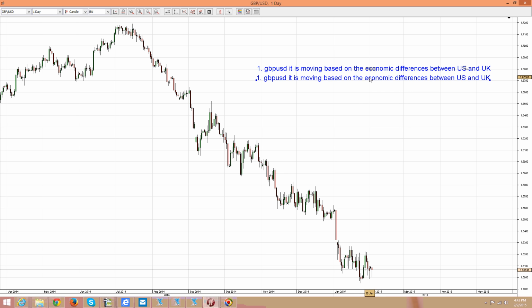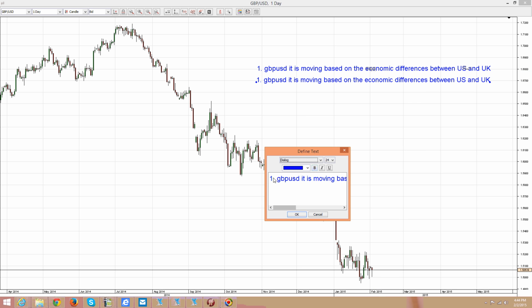So the second thing that influences the Great Britain pound US dollar is the central bank. So the Bank of England is meeting every first Thursday of each month. Now it is important to note something.